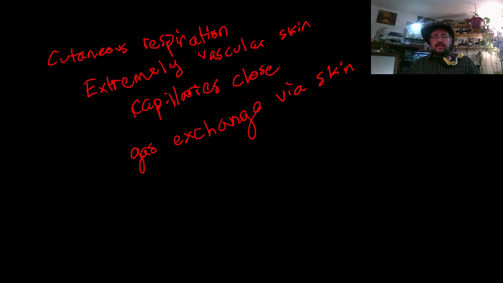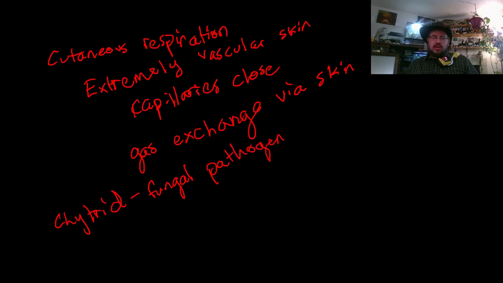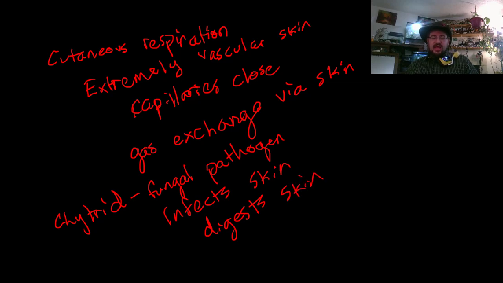So if you take an amphibian and damage its skin, you actually damage its ability to breathe. This is why the chytrid fungus is so dangerous to amphibians. It's a fungal pathogen, and it is a skin infection. So it infects the skin, and as it infects the skin, it digests the skin. And as it does that, it basically suffocates the animal. Because the amphibian breathes through its skin, the more skin that gets damaged, the less it is able to breathe. So when the infection progresses far enough, the animal suffocates to death.